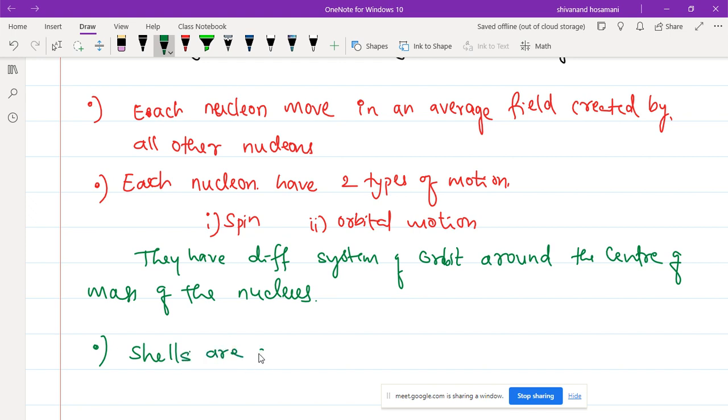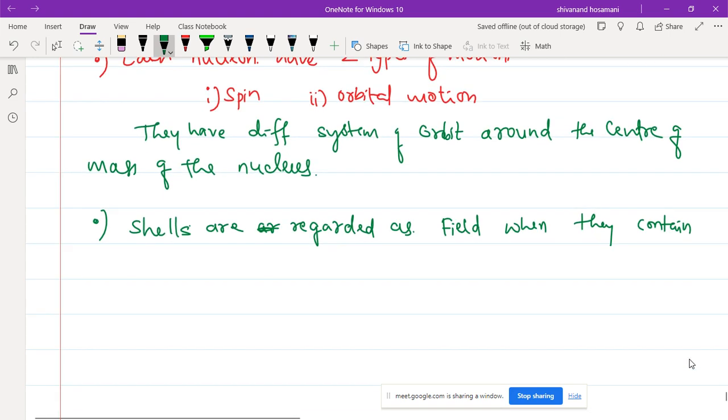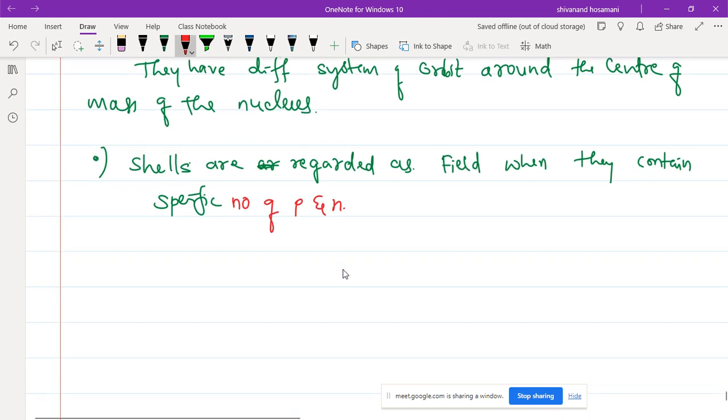Cells are regarded as filled when they contain specific number of neutrons and protons. Specific, like how we now define an s orbital or p orbital, in the same way, a specific number of protons and neutrons. Then next, number of nucleons in each cell is limited by Pauli principle.